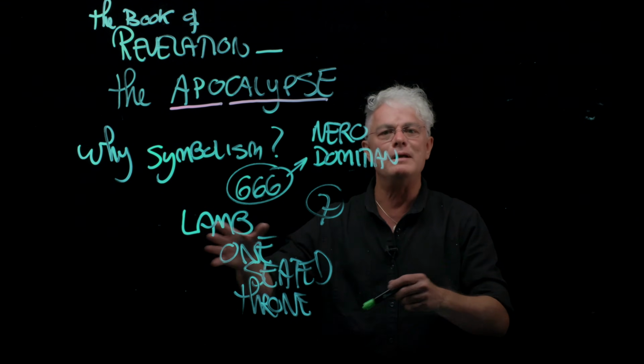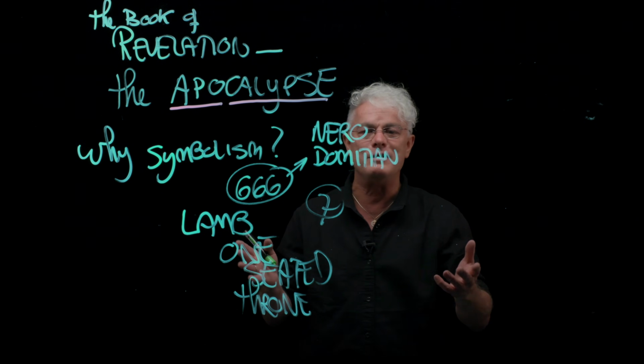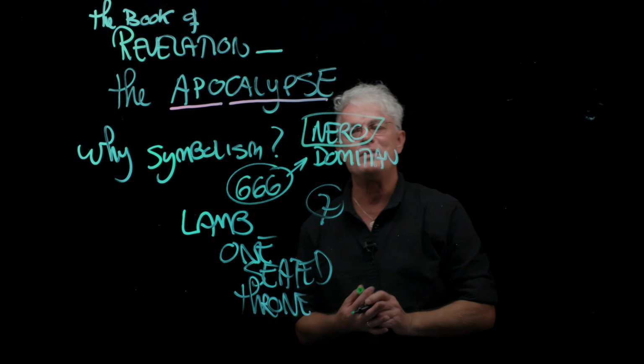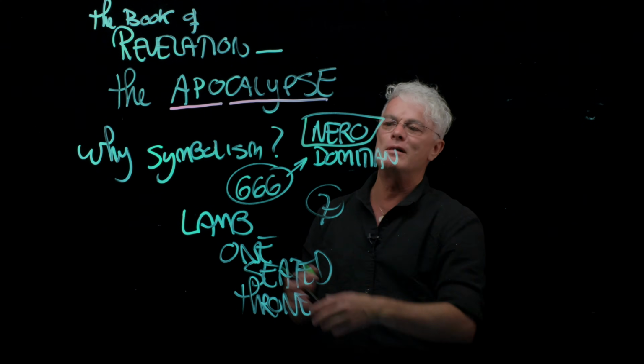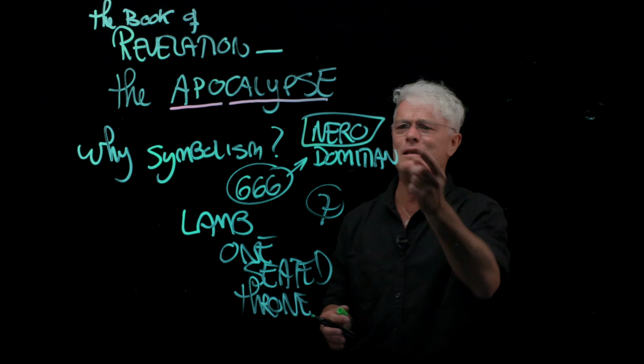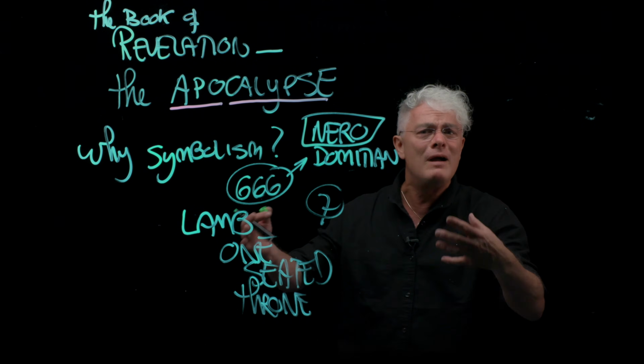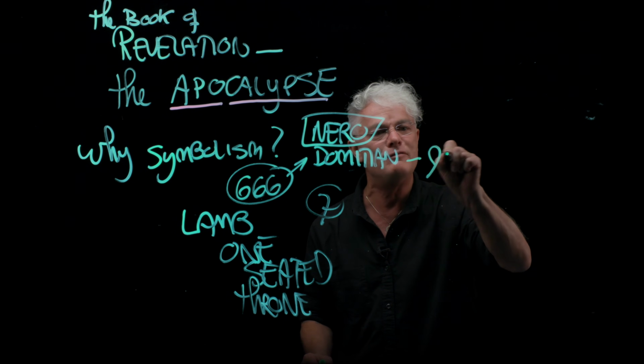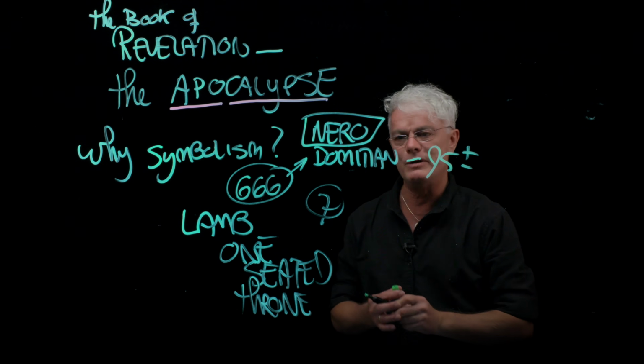A is 1, B is 2, C is 3. So they came up with, and you'll see in that particular chapter, that Nero Caesar is numerically what 666 is. Well, what's he got to do with it? Because he lived in the 60s, and the book of Revelation was around 95-ish during Domitian's time, so 95 plus or minus a year or two.